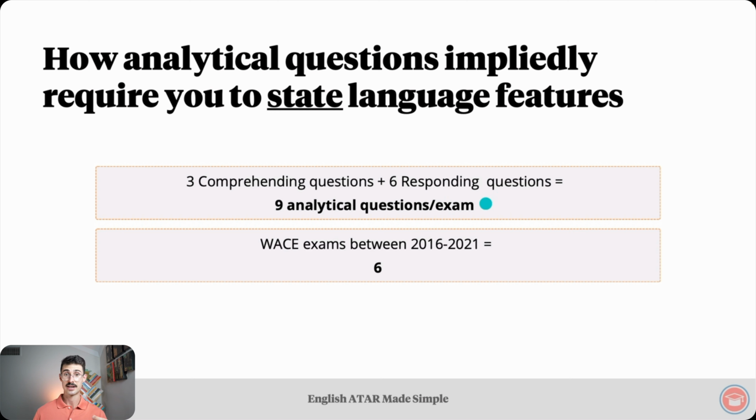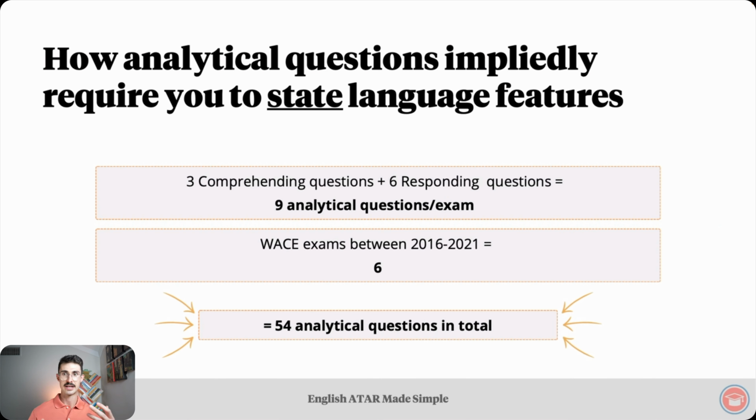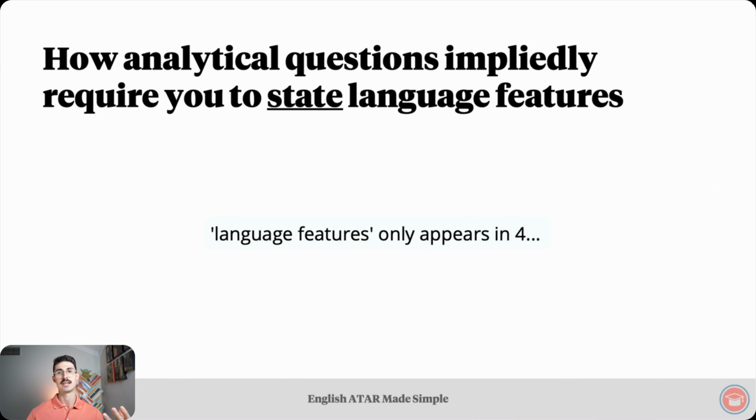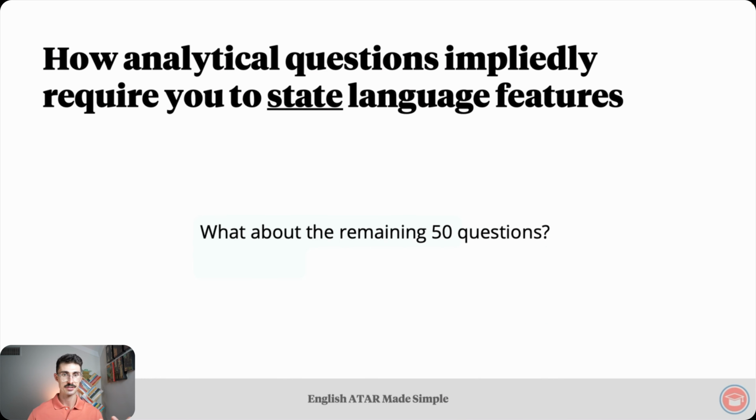The WACE exams between 2016 and 2021, there have been 6 of them, which means there have been 54 analytical questions in total across those 6 exams from 2016 to 2021. Language features only appears in 4 of those. This begs the question, what about the remaining 50 questions? The word how appears in 41 of them. Why does how impliedly tell us to state language features?